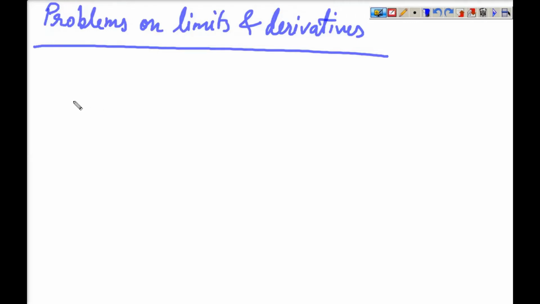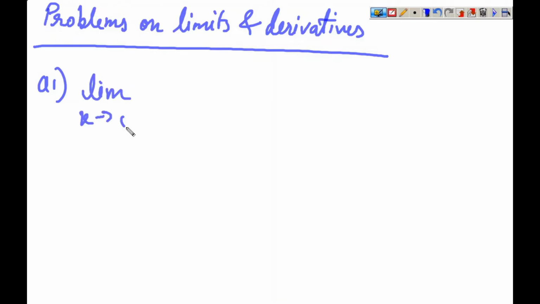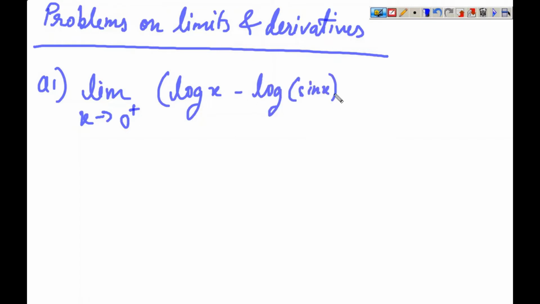So today we are going to solve some problems on limits as well as some derivatives. So let's start with the first question. We need to find the limit when x is approaching 0 from the right hand side and the function is log of x minus log of sine x. Now whenever I write log, it actually means log to the base e.